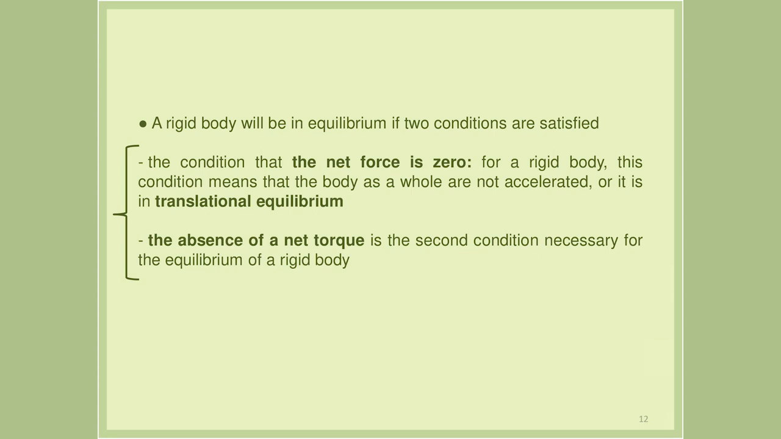The second condition, for rotational equilibrium, is the absence of a net torque. This condition is necessary for the equilibrium of a rigid body. This requires the absence of rotation.